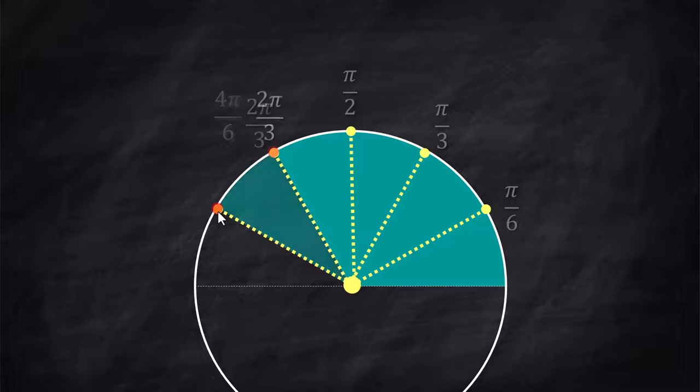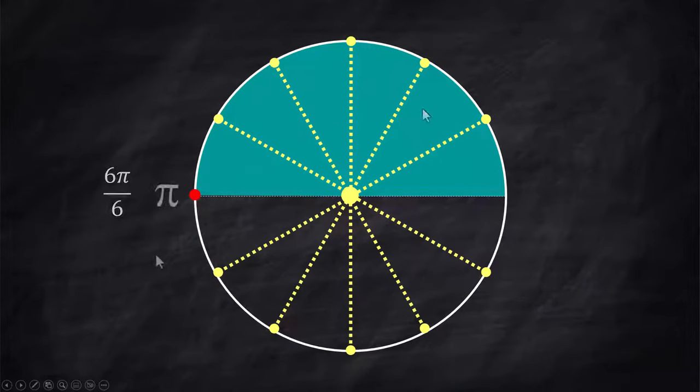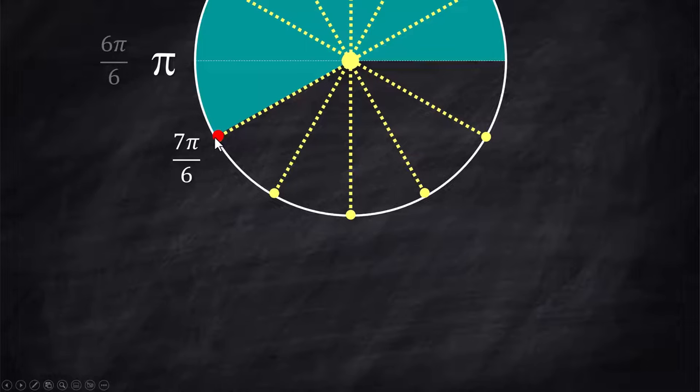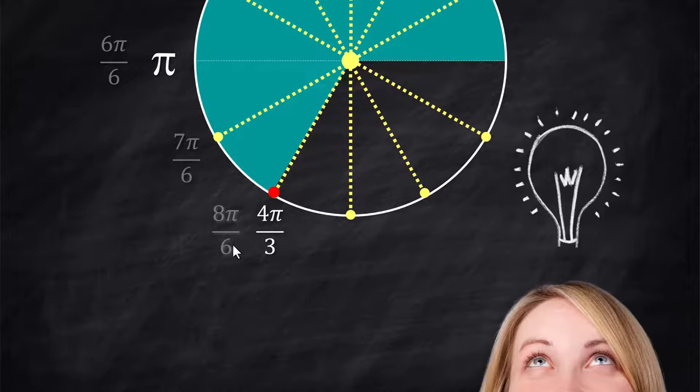The next one, 5 pi over 6. That is in lowest terms, so we'll just leave it there. The next one is 6 pi over 6. This reduces to pi. Then the next one must be 7 pi over 6. This guy down here is 8 pi over 6, also not in lowest terms. So when we do that, it becomes 4 pi over 3, but it started out as 8 pi over 6. I hope you are seeing the easy way to remember this. You just set it up in the sixes and you count.